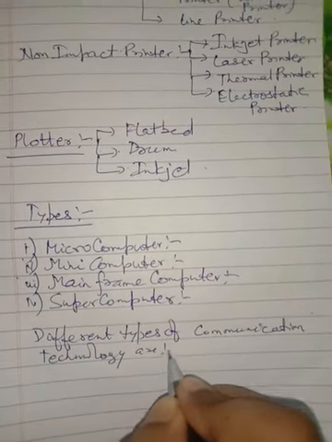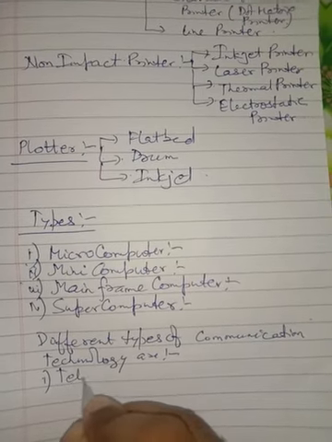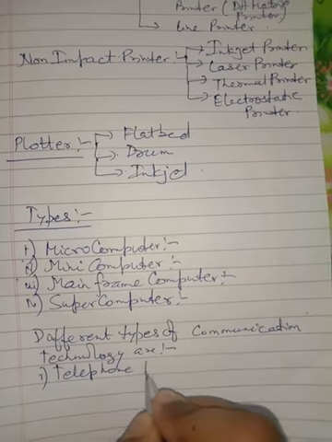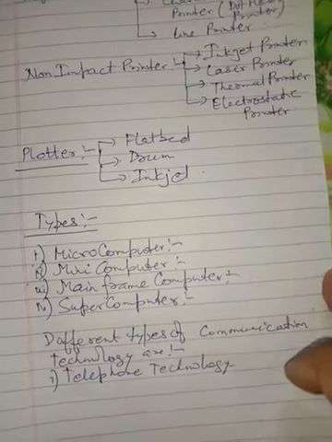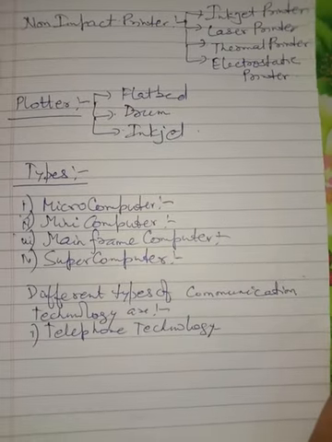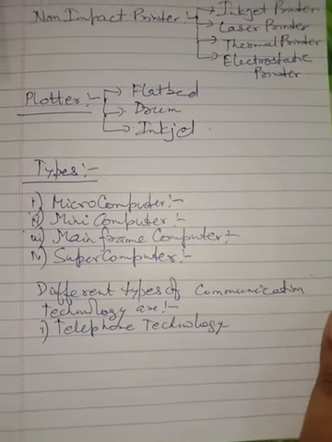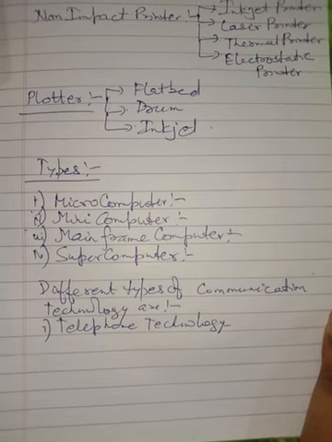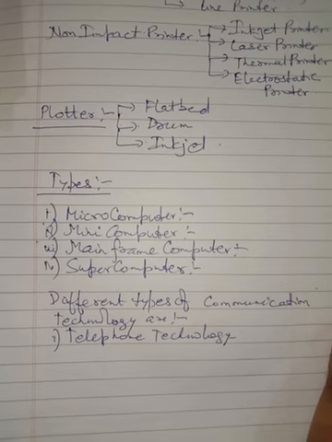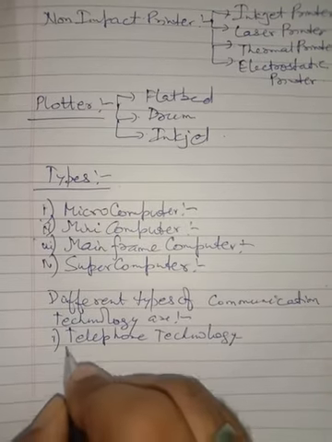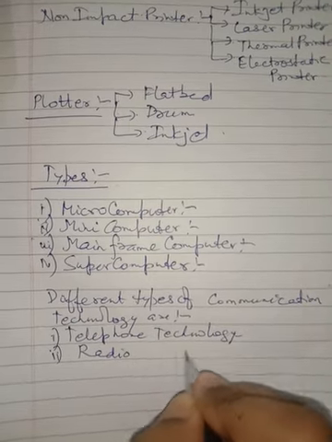Number one, telephone technology. The telephone was developed by Alexander Graham Bell. It is used for voice to voice communication. To make this technology more successful, a number of telephone lines, telephone exchanges and satellites were constructed across the world. The next type of communication technology is radio technology.